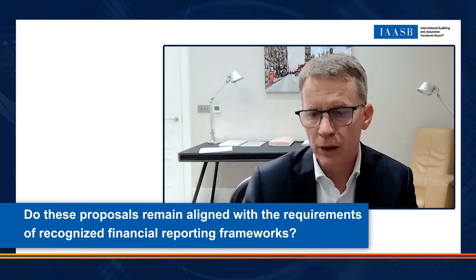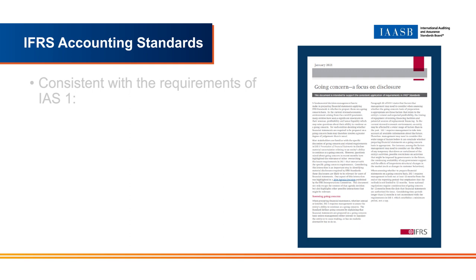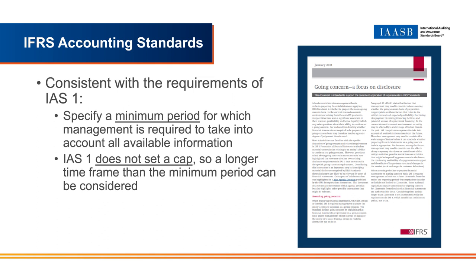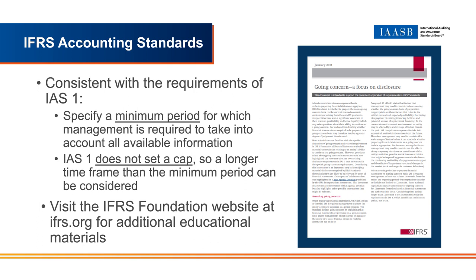What we have noted is that such frameworks establish a minimum, at least but not limited to, 12-month period, not a cap. It is emphasizing that the outlook is not limited to 12 months, and that's consistently been found. For example, in the IFRS accounting standards, the requirements of IAS 1, as well as the educational material issued by the IFRS Foundation in respect of going concern in January 2021, is clear that the 12-month period is a minimum period and not a cap.